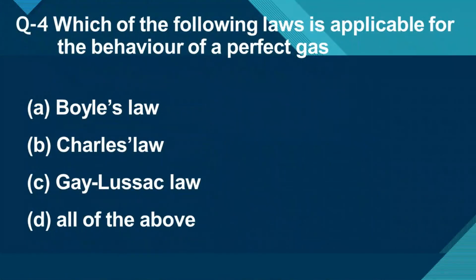Question number 4. Which of the following laws is applicable for the behavior of a perfect gas? Option A Boyle's law, option B Charles' law, option C Gay-Lussac law, option D all of the above. So these are all the laws A, B and C, Boyle's law, Charles' law and Gay-Lussac law. They are applicable for perfect gases. So the right answer is option D, all of the above.